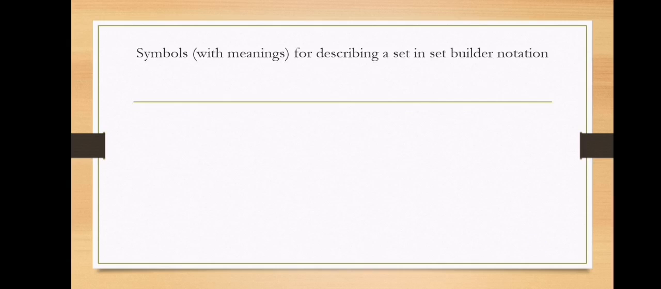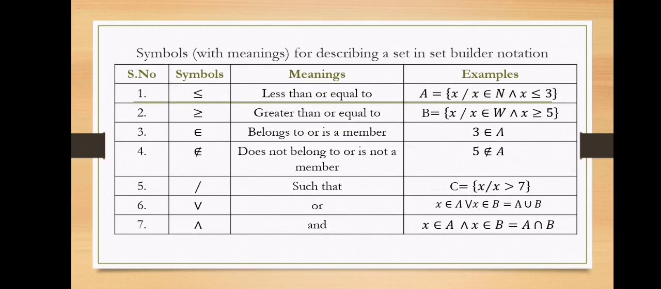But we should know which symbols we use in set builder form and what is meant by each particular symbol which we are using to describe a set. The first symbol which we are going to study is less than or equal to. It means that the numbers in the set are less than some particular number, but they also include that particular number. For example, A = {x such that x belongs to natural numbers and x is less than or equal to 3}. Less than or equal to 3 means the set of natural numbers starting from 1 and going till 3. So here, less than or equal to 3 means 3 and the natural numbers which are less than 3.